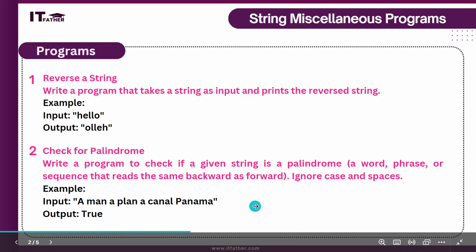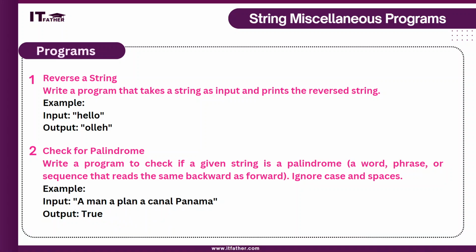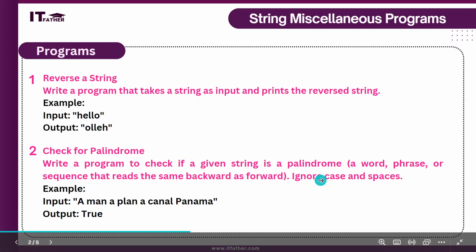Like madam is a word, MADAM. If you reverse madam, it will be the same. Another example: a man, a plan, a canal, Panama. If you reverse this line after ignoring the case and spaces, it will be a palindrome. So a palindrome is a number or a string.